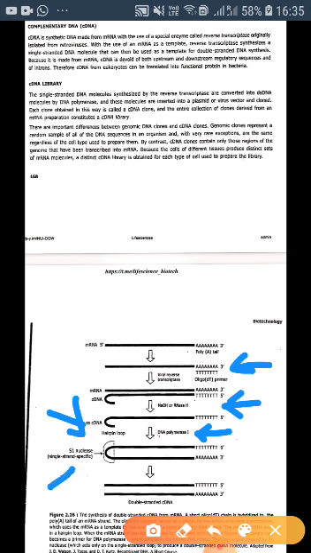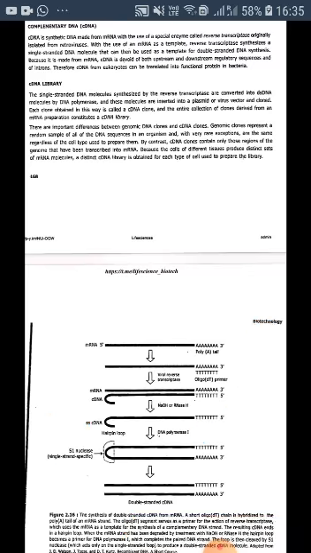And then we use S1 nuclease enzyme, which is single stranded specific. This enzyme is specific for converting the single strand to double strand. So lastly we get the double stranded cDNA. So this is the overall process of cDNA library.